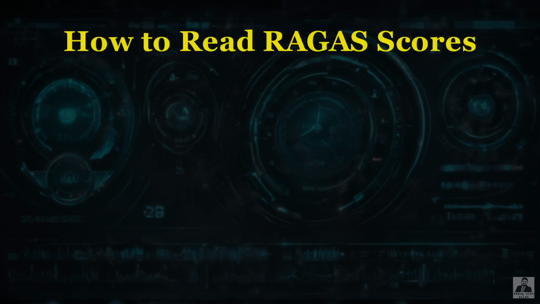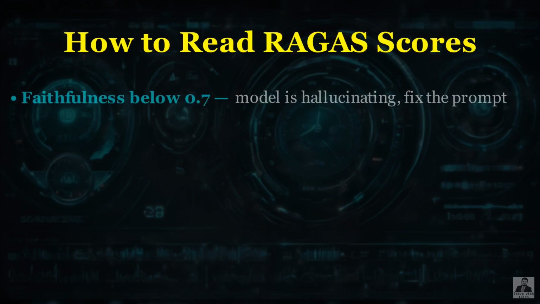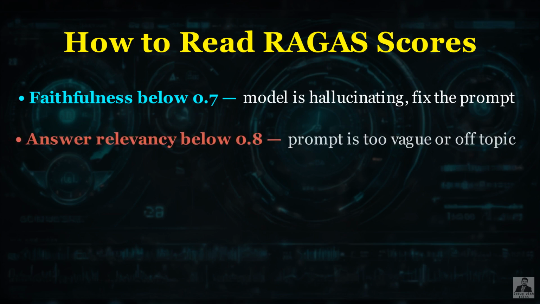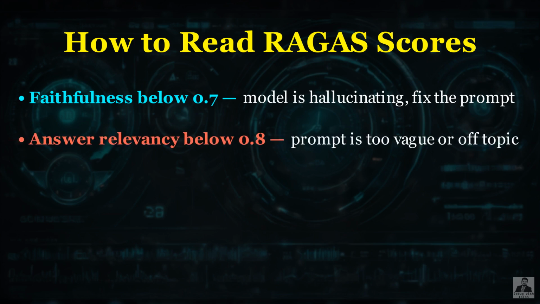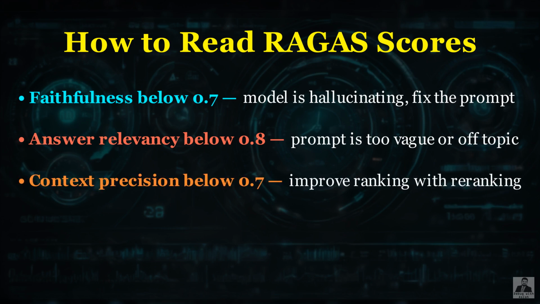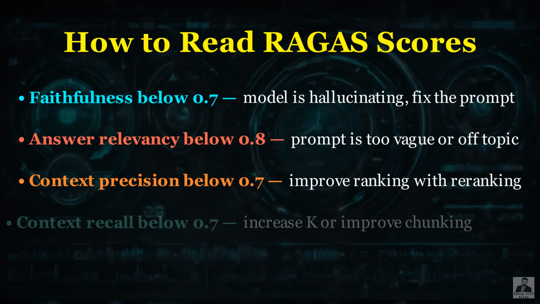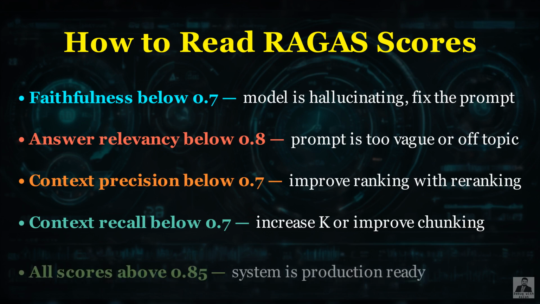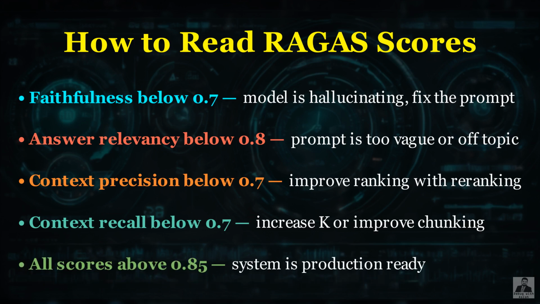Here is a quick reference for reading your scores. Faithfulness below 0.7 means the model is hallucinating and the prompt needs stronger constraints. Answer relevancy below 0.8 means the answers are drifting off topic. Context precision below 0.7 means ranking is poor and you should add re-ranking. Context recall below 0.7 means chunks are being missed entirely, and you need better retrieval coverage. When all 4 scores sit above 0.85, your system is in solid shape for production.